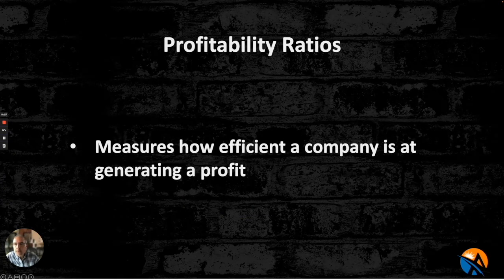Profitability ratios are simple. They are ratios that look at a company's ability to generate income and create value for its owners. Think of it like a return on investment. If you invested in Apple stock, how much am I going to gain in that stock over the future in terms of the investment results?